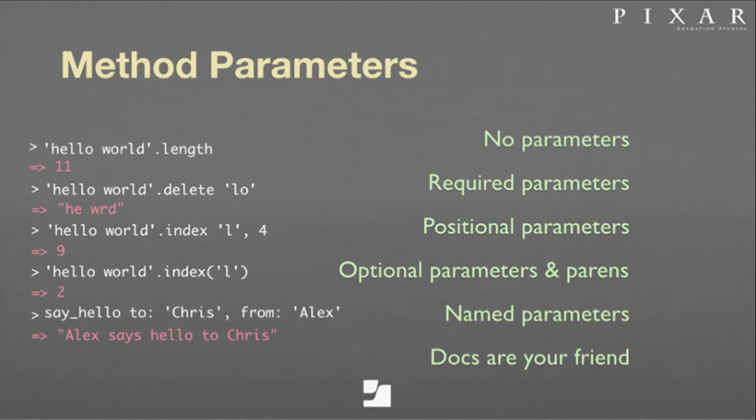Also, there are named parameters. The say hello method that I added to the class materials takes named parameters to and from and spits out a string using those parameters. And when they're named, you can put them in any order. It doesn't matter.